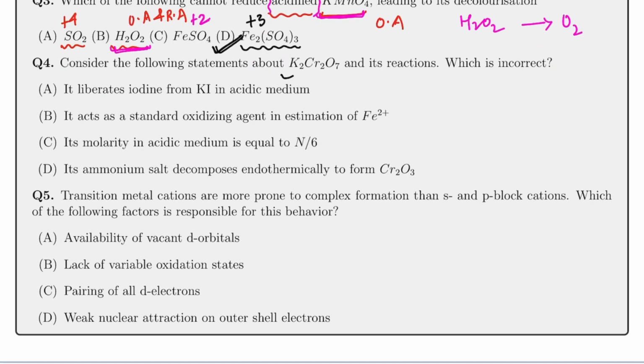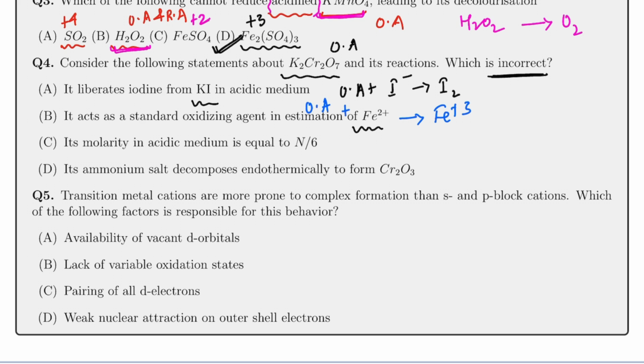Now in this K2Cr2O7 is there, so it is also one of the strongest oxidizing agents. You need to figure out the incorrect statement associated with this. So the first part is, you have I minus, so you know that I minus will be going to I2 when there is a strong oxidizing agent in front of I minus, so that makes sense. Second one is again estimation of Fe+2. So we discussed it in the above question also, like Fe+2 was going to Fe+3. So it is possible when you have an oxidizing agent in front of Fe+2.